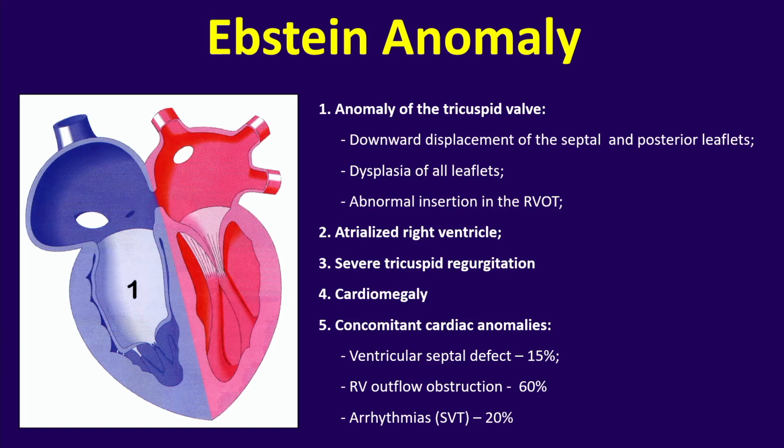So cardiomegaly is very common. Severe tricuspid regurgitation, or regurgitation of any sort, is also very common, and contributes over time to even more enlargement of the heart. And then we can observe some concomitant malformations, including the ventricular septal defect that may be observed in 15% of cases, and this is what happened in our case. And also right ventricular outflow tract obstruction, almost pulmonary atresia. This is also a very common finding.